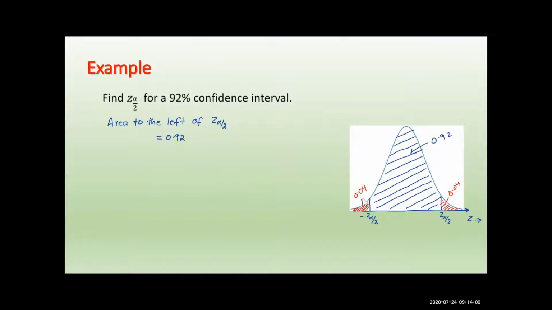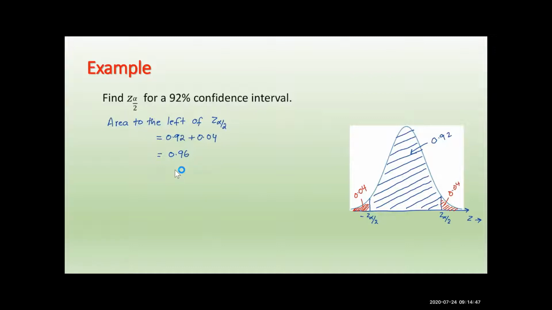So the area to the left of Z alpha over 2 is, from here to here, 92% or 0.92, plus 0.04. By adding those two values, you get 0.96, or 96% of the area is to the left of Z alpha over 2. The reason we do this is because we want to find this Z alpha over 2, and in order to find it, you need the area to the left of that. So once we have the area, now we can use our calculator.